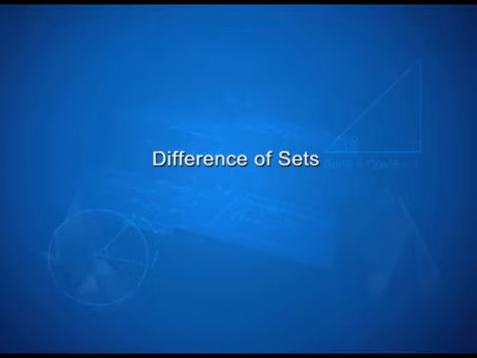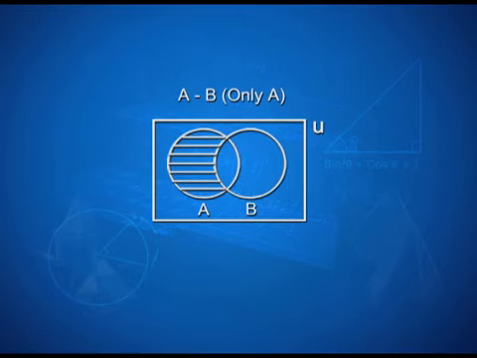We have just finished discussing the operation of sets, which was intersection. Let us now come to the third operation, which is the difference of sets. The difference of two sets A and B in the same order, which is very important, is denoted by A minus B. A minus B is the set which contains the elements which belong only to A but not to B. With the Venn diagram, we can clearly see the difference of sets. The Venn diagram for A minus B is represented like this.